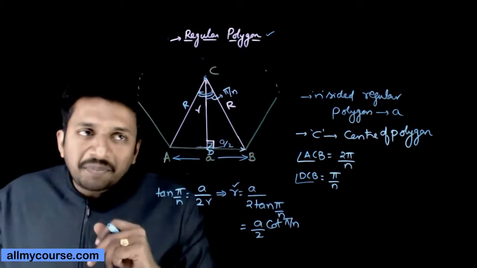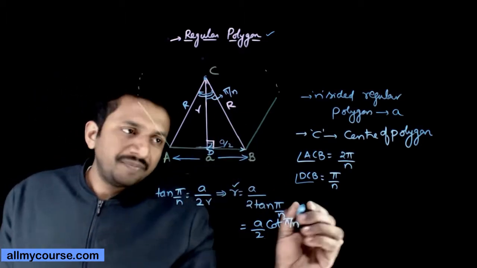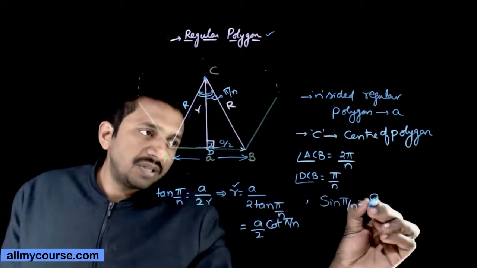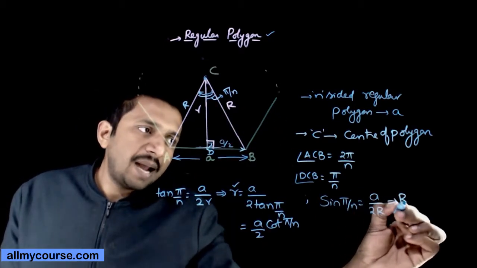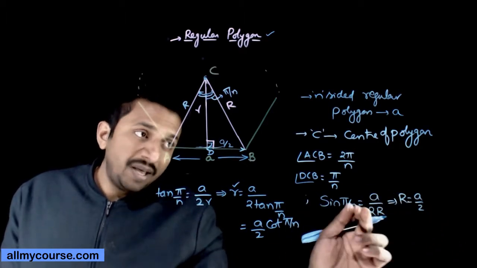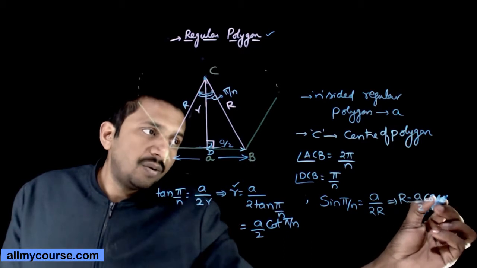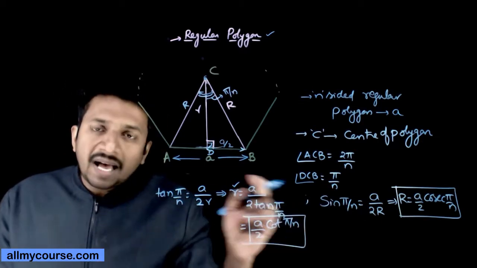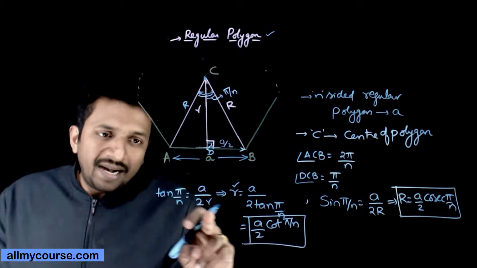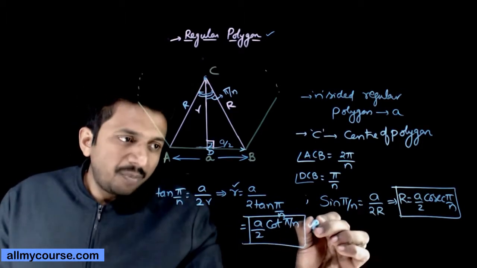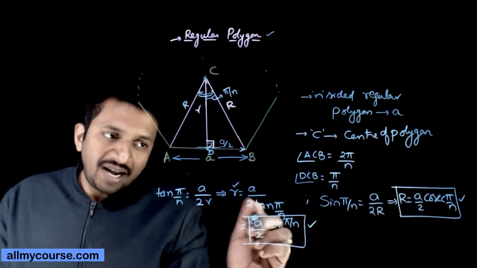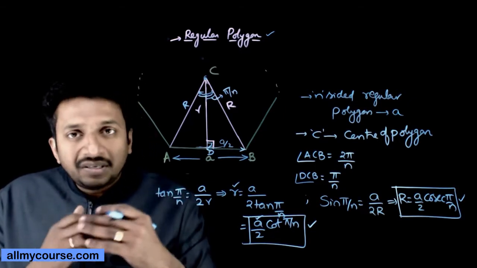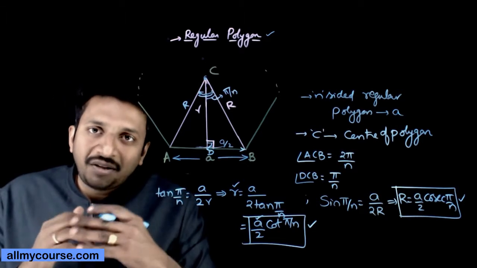Similarly, if you want capital R, we use the ratio sine. So sine pi by n is equal to opposite side by hypotenuse, A by 2 capital R. This implies capital R is equal to A by 2 sine pi by n. If it goes to the numerator, it becomes cosecant pi by n. So capital R is equal to A by 2 cosecant pi by n, and small r is equal to A by 2 cot pi by n, where n is the number of sides and A is the side of the regular polygon. So this is how we derive the inscribed radius and the circumscribed radius of a regular polygon.